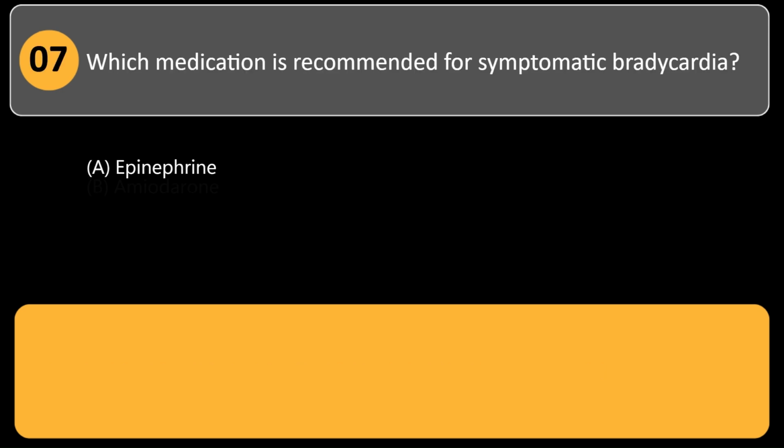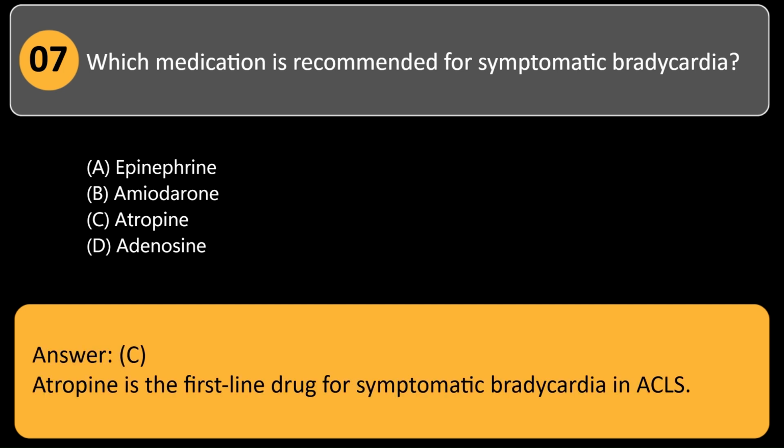Which medication is recommended for symptomatic bradycardia? A. Epinephrine. B. Amiodarone. C. Atropine. D. Adenosine. Answer: C. Atropine is the first-line drug for symptomatic bradycardia in ACLS.